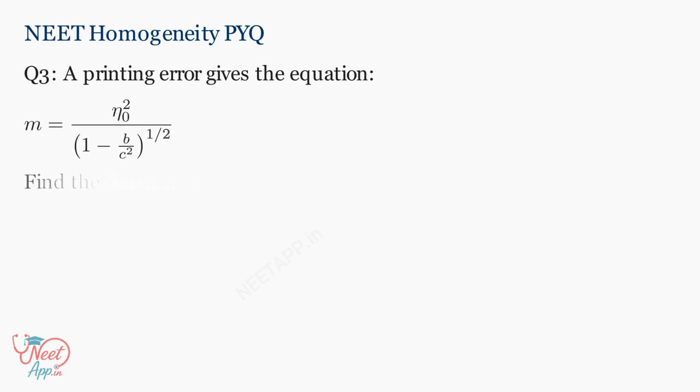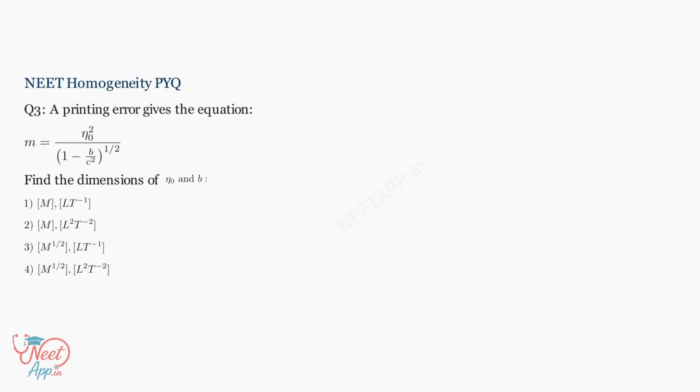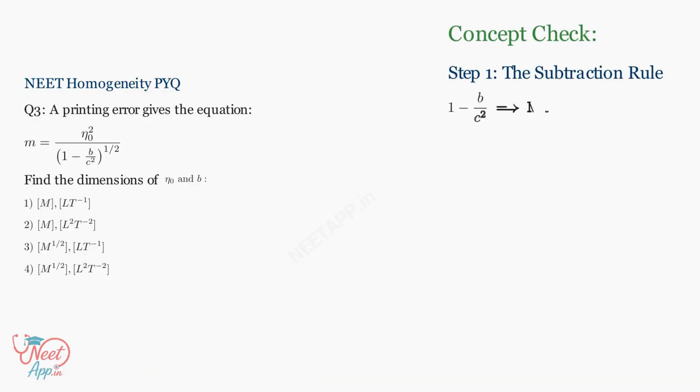Question 3 presents a classic NTA profile, the printing error question. It looks scary, but it is just a double test of the homogeneity principle. We are given a corrupted relativistic mass equation and asked to find the dimensions of eta 0 and b. Let us break it down into 2 steps. Step 1, look at the denominator. We see the term 1 minus b over c squared.